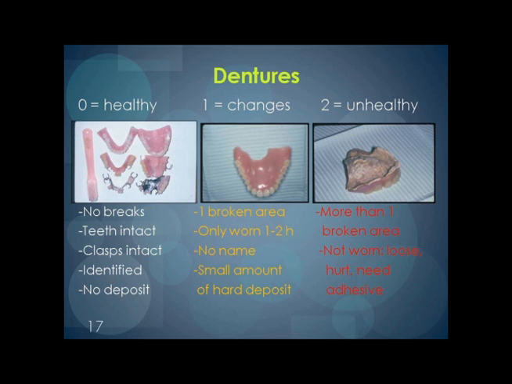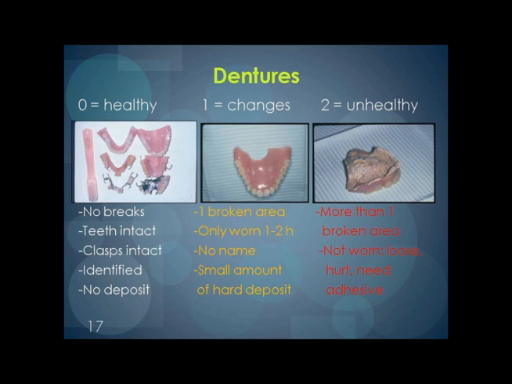All areas should be intact and the partial should be identified. Surfaces should be clean and free of tartar and debris. Level 1 change would be recorded if there's one chipped or broken or cracked area, a broken clasp, or possibly a broken tooth. If there's no name on the denture, or the resident only wears the denture for 1 or 2 hours daily. If there's a small amount of tartar or soft debris. In-house treatment can be initiated as appropriate.